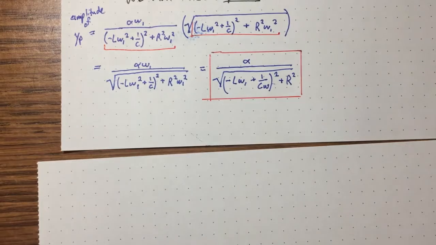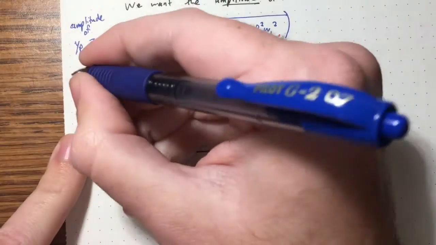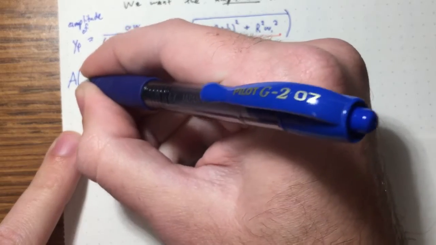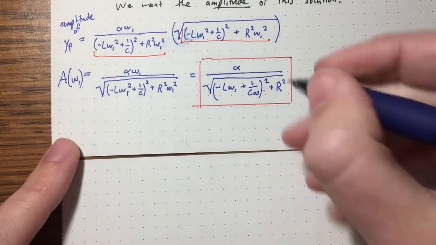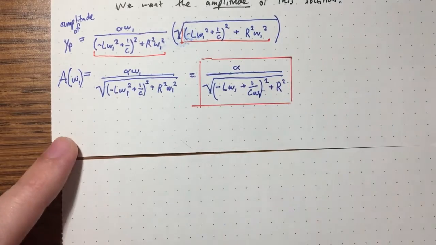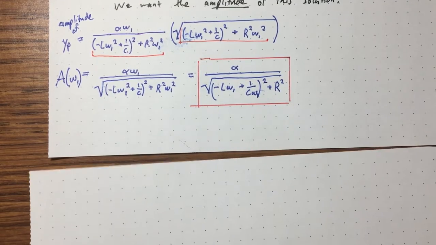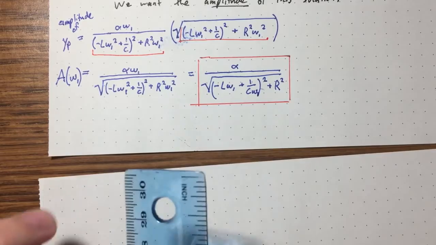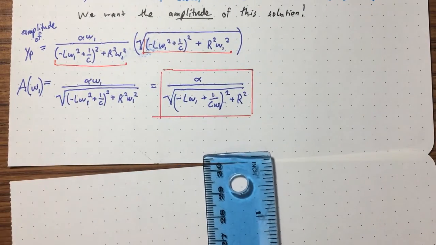Okay, what is going on here? Let's give it a name, the amplitude of y_p. Let's call it A of omega 1. We'll think of it as a function of omega 1. This should be an omega 1 down there. Okay, let's try to sketch a graph of this. Maybe I'll do it over here.